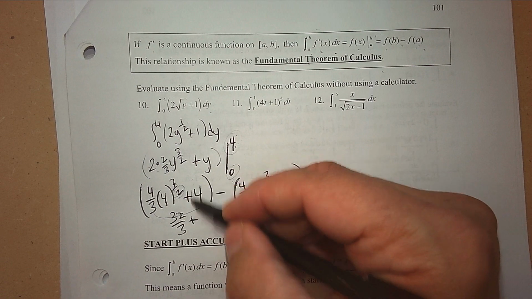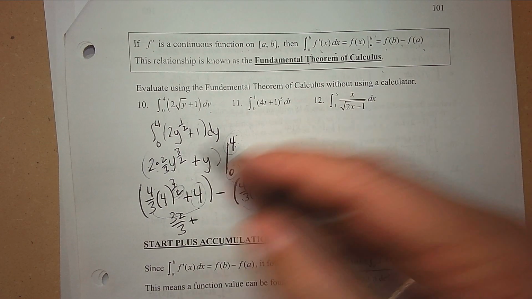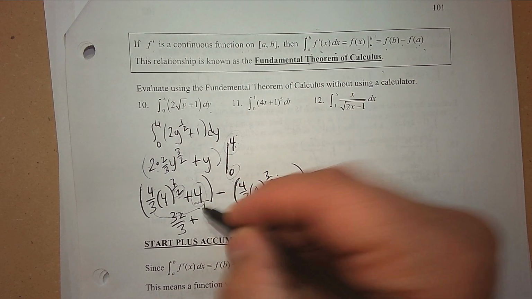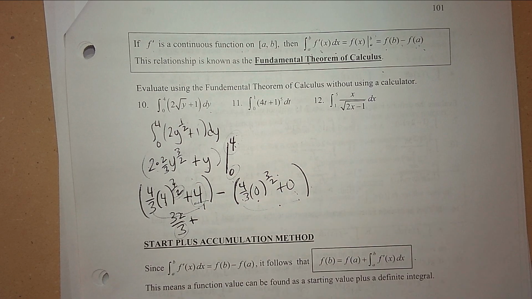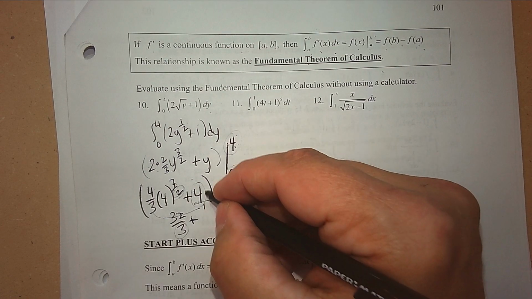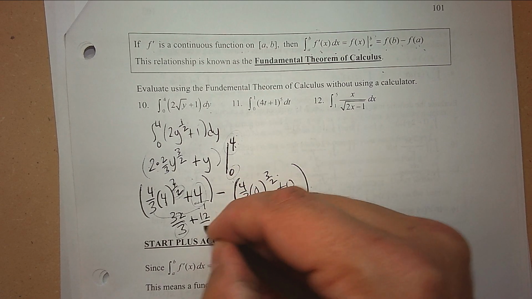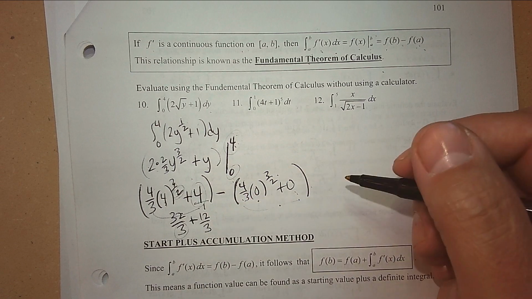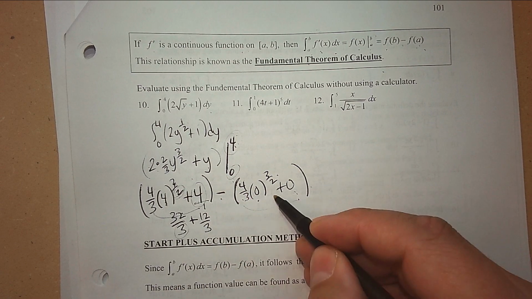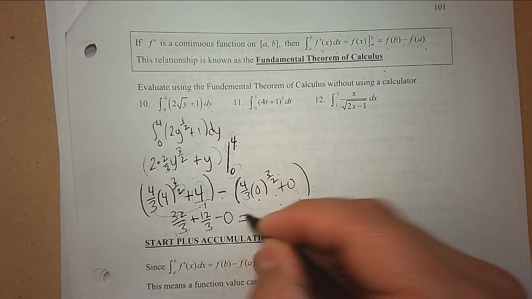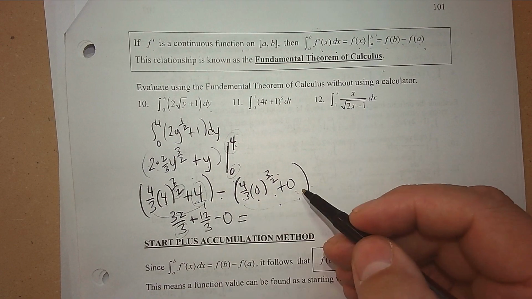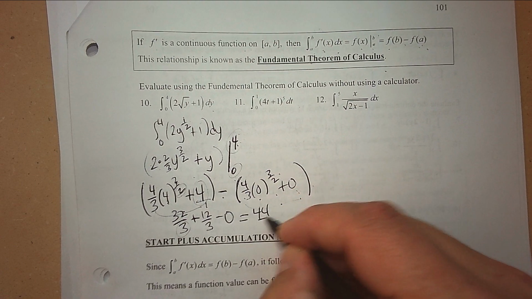How do I create common denominators? The denominator you don't see for 4 is 1. The denominator needs to be 3. So I'm going to multiply top and bottom times 3. So I have 12 over 3. And remember, the right side equaled 0. So altogether, 32 plus 12 is 44 over 3.